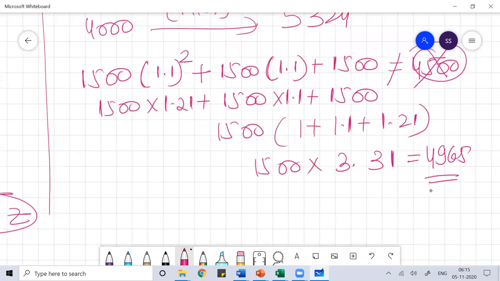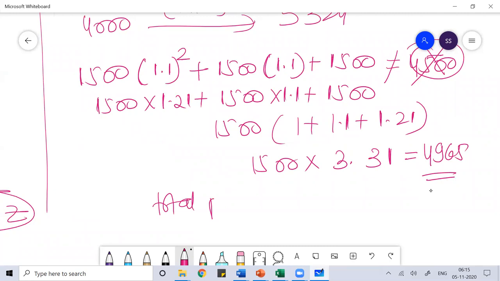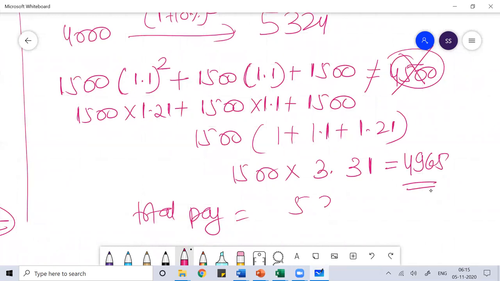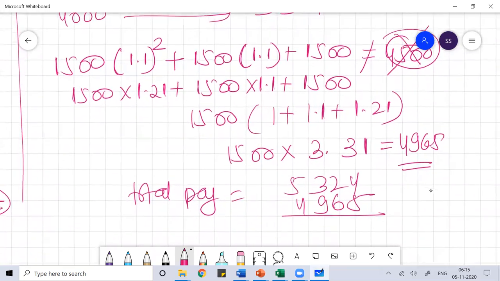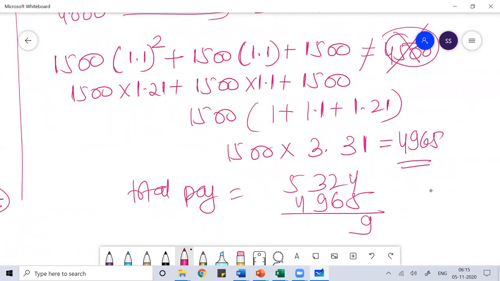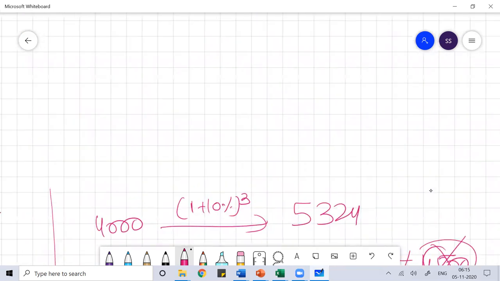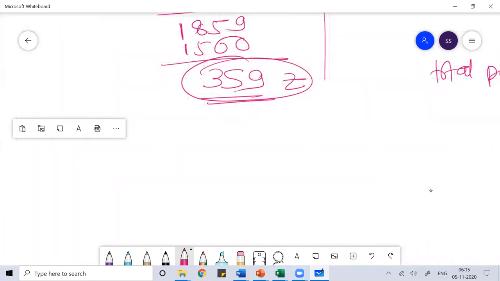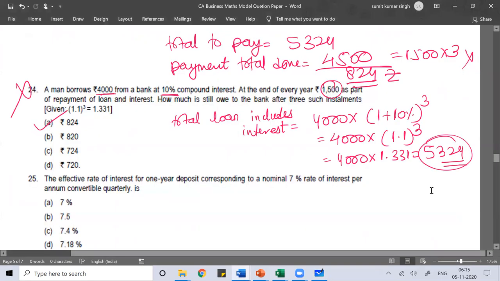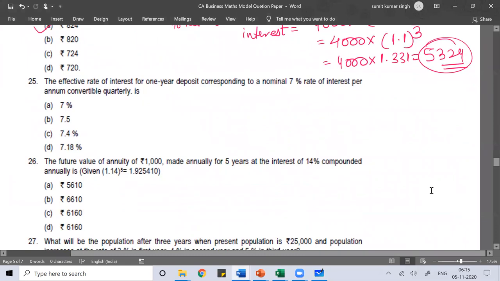So how much is left to pay will be 5,324 minus 4,965, which is 359, which I got in the previous way also. So 359 should be the answer. Anyway, I have told you every possible way to get the answer.